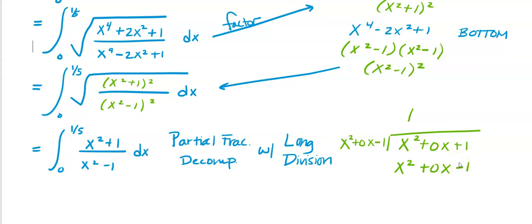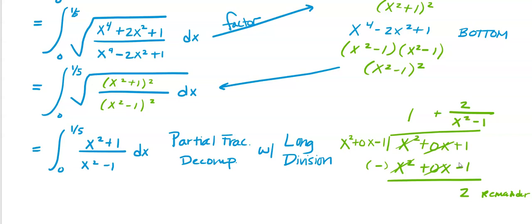And remember, we are subtracting these guys. So our x squared and x squared terms should cancel, which they do. X squared minus x squared is 0. 0x minus 0x is 0, but 1 minus a negative 1 is 2. So I have a remainder of 2. And when you have a remainder, you write that remainder over your divisor. So that is how we're going to break apart the first part of this partial fraction decomposition.